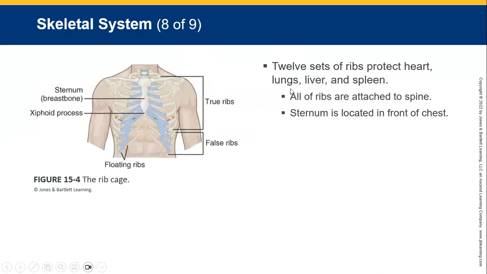With the skeletal system, there's 12 sets of ribs, as I said just now. These 12 sets of ribs protect the heart, liver, and spleen. All of the ribs attach to the spine, and the sternum is located between the ribs in the front of the chest.